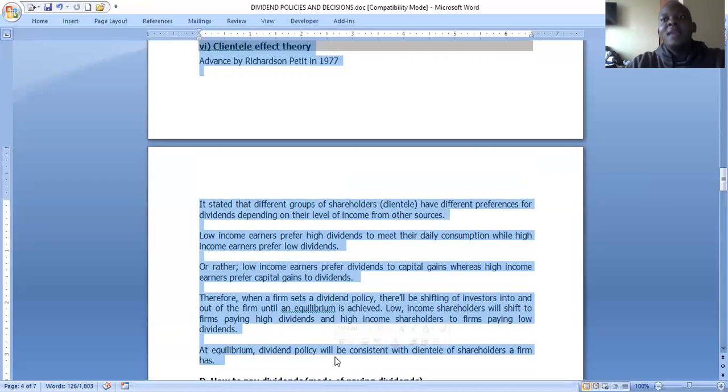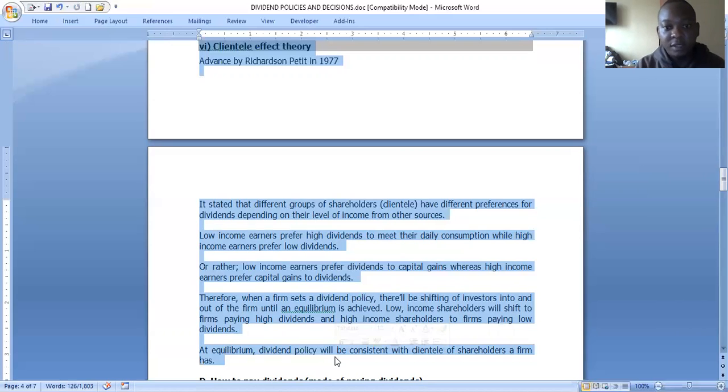So high income earners prefer those firms that retain their dividends because they know that these dividends will be reinvested and the business will grow. And if the business grows, its value increases over time. So the high income earners may look at the long term. The low income earners will look at the certainty. They are not well off in their pocket, so they want that cash as quickly as possible. So they'll go for high dividends.